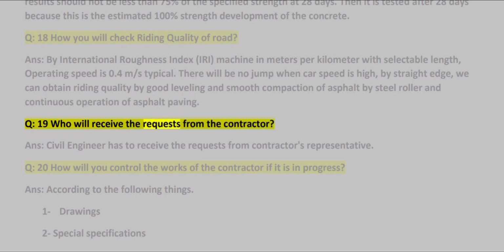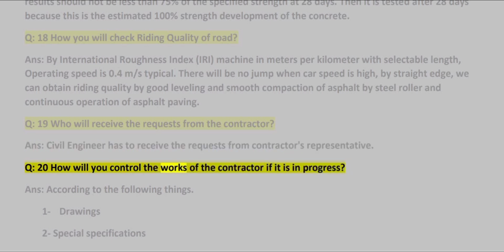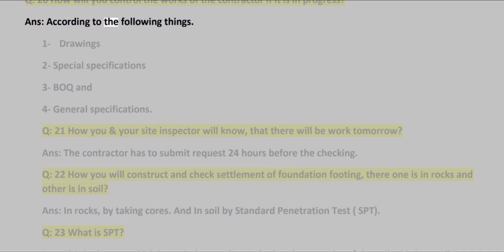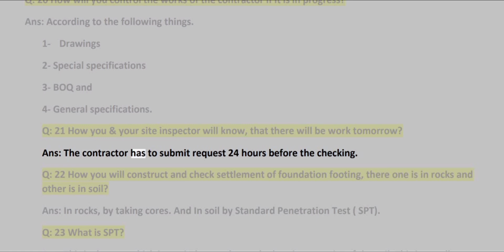Q19 Who will receive the requests from the contractor? ANS: Civil engineer has to receive the requests from the contractor's representative. Q20 How will you control the works of the contractor if it is in progress? ANS: According to the following things: 1. Drawings. 2. Special specifications. 3. BOQ and 4. General specifications. Q21 How will you and your site inspector know that there will be work tomorrow? ANS: The contractor has to submit a request 24 hours before the checking.